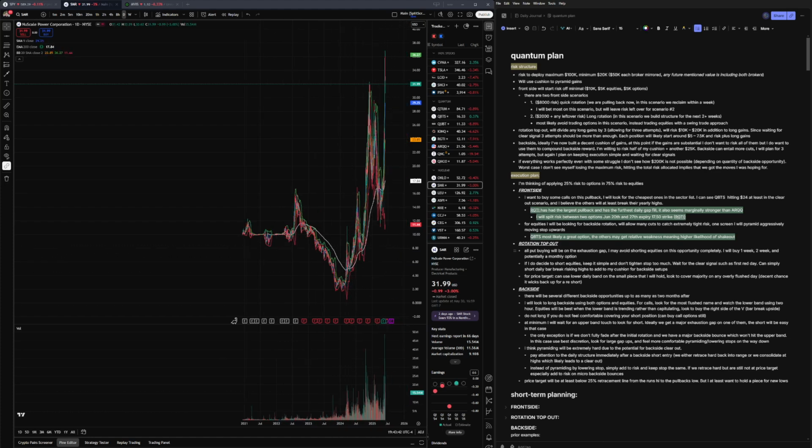My main focus is backside, but I think if I can catch front side with minimal risk, putting up 10K risk with options, I can make 50, maybe even 100K depending on the timing. I think it's well worth the risk. And then the backside is more of a high win rate play. We know it's going to happen.